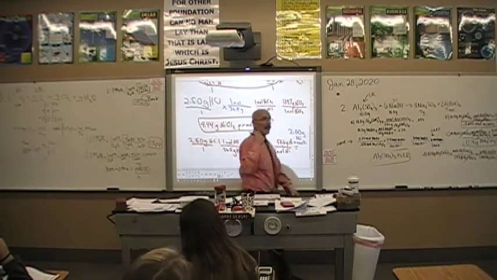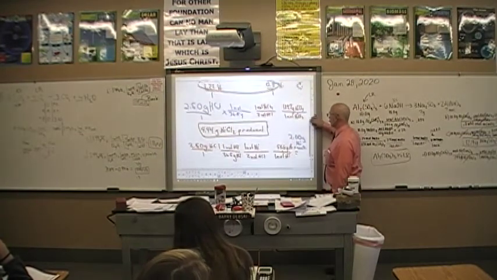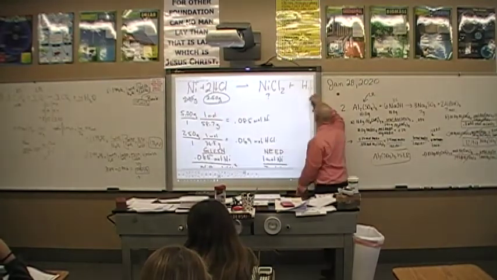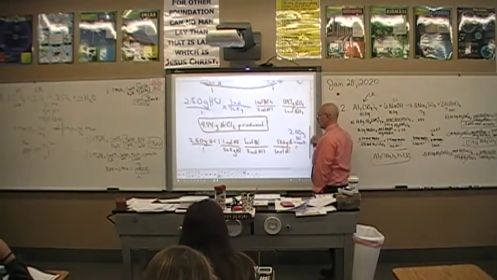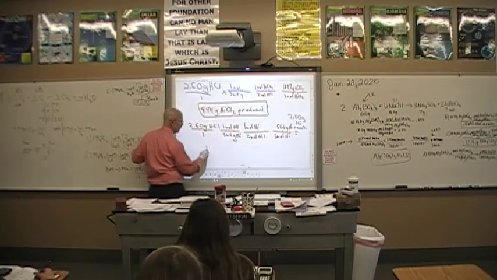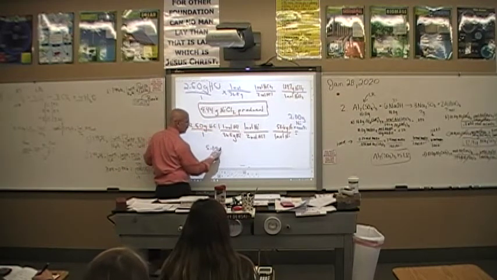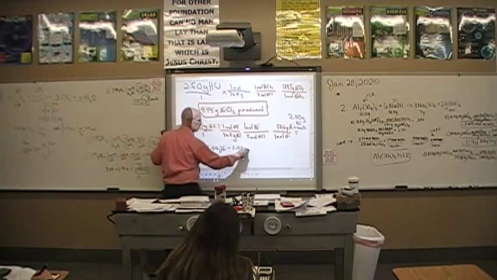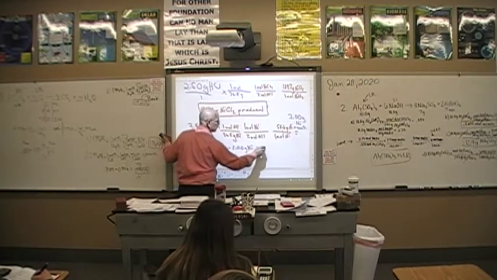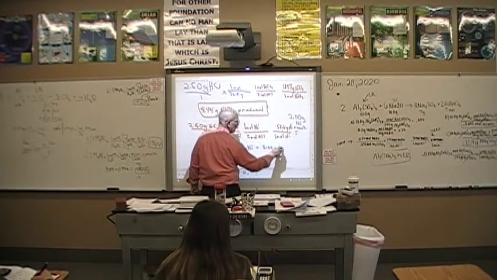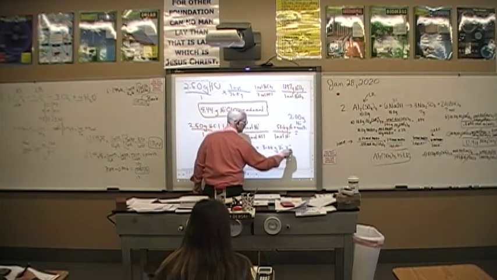So we go all the way back to the top. I started with 5, and I reacted 2, so the amount left over is 3. Okay, so 5.00 grams of nickel minus 2.00 grams of nickel used up equals roughly 3.00 grams of nickel excess.